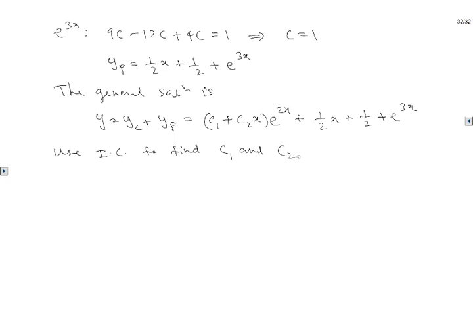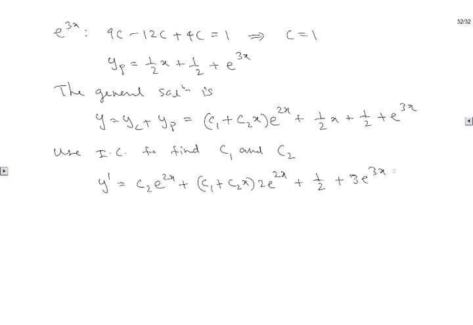So let's take the derivative because we need the derivative also. So I'm going to take the derivative of this term. So what do you get for y prime? You have to use the product rule. So if you use the product rule, you're going to get c2 e to the 2x plus (c1 plus c2x) times 2 times e to the 2x, and if you get the derivative here, you get 1/2 plus 3e to the 3x.